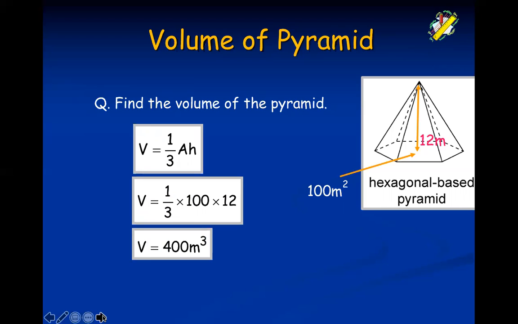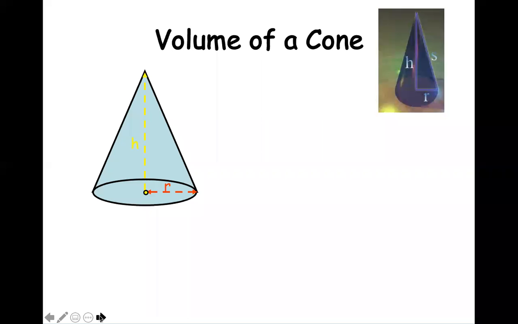Remember, you don't need to do 100 divided by 3 first. You do 12 divided by 3, much easier. Then you times it by 100. Because this is a question that could be no calculator, right? They expect you to be able to do 12 divided by 3 times 100. 400 meter cube using your formula list.